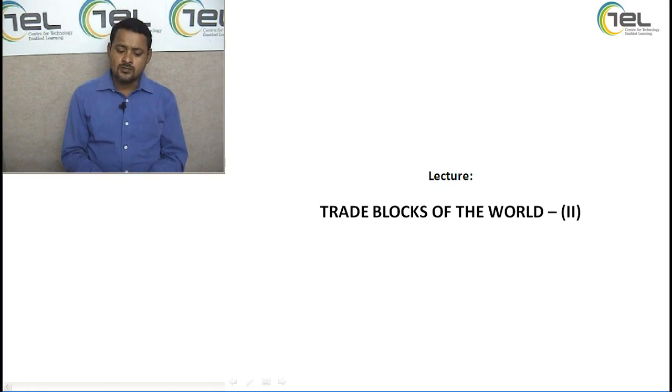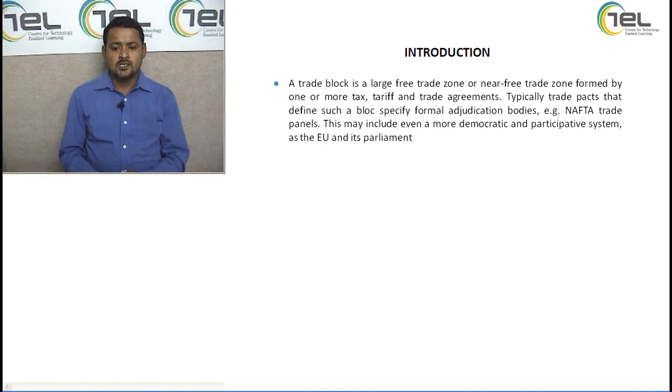A trading block is either a large free trade zone or a near free trade zone formed by either tax consideration or tariff and trade agreements. Typically, there should be a trade pact which defines such a trade body, specifying the formal adjudication process. This process may include even a more democratic and participative system. Such a system was in place at the European Union, which we have already discussed.